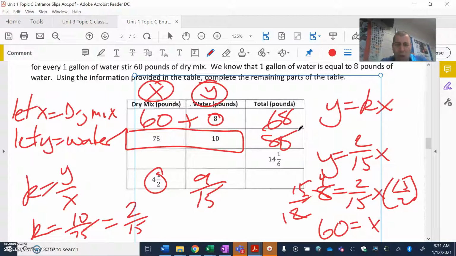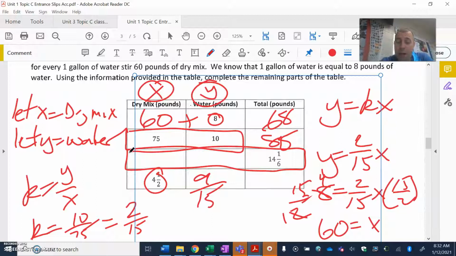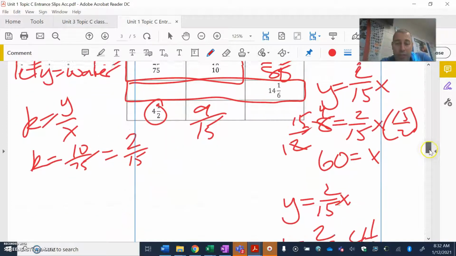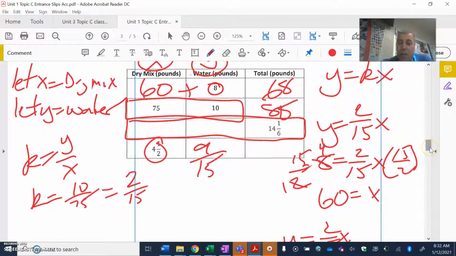What we're missing though is this particular information because I'm missing an x and I'm missing a y. So what I can actually end up doing is I can go to a different part of the problem and I can make myself a new let statement. All right. So now I'm going to let the total equal y. And I could make it equal to x. It doesn't make a difference, but it's being consistent here with my let statement.